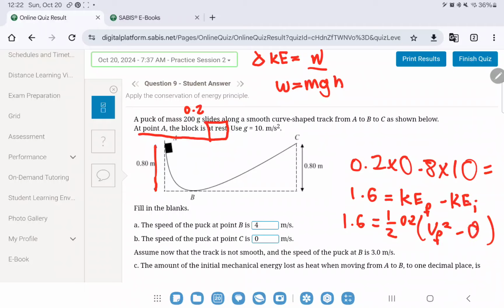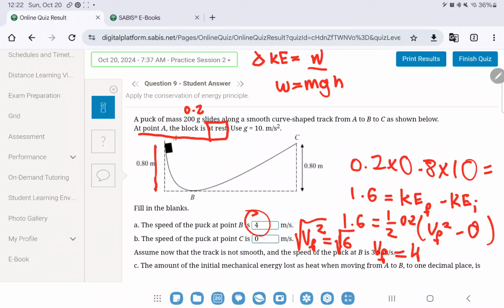Now once you solve for this, on my calculator, times 2 divided by 0.2, velocity final squared equals 16. So velocity final equals 4. So that's how you get part A.